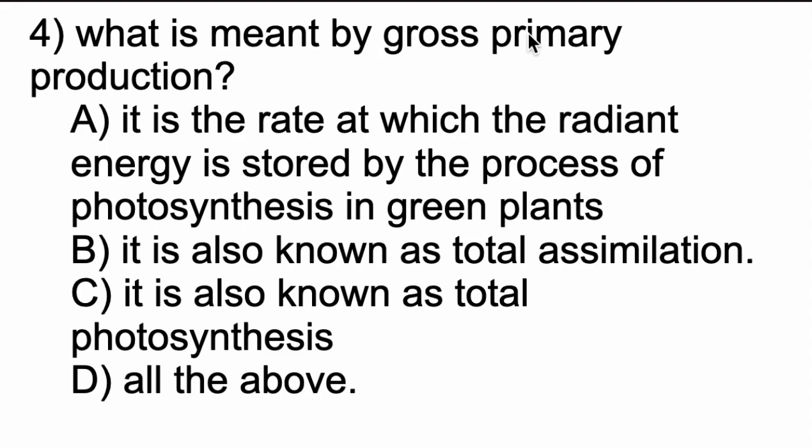Gross primary production means the photosynthesis which occurs in plants. That is why it is called total photosynthesis, or it can also be measured by the rate at which the radiant energy is stored by the process of photosynthesis, and this is also known as total assimilation. Option D is the correct answer.